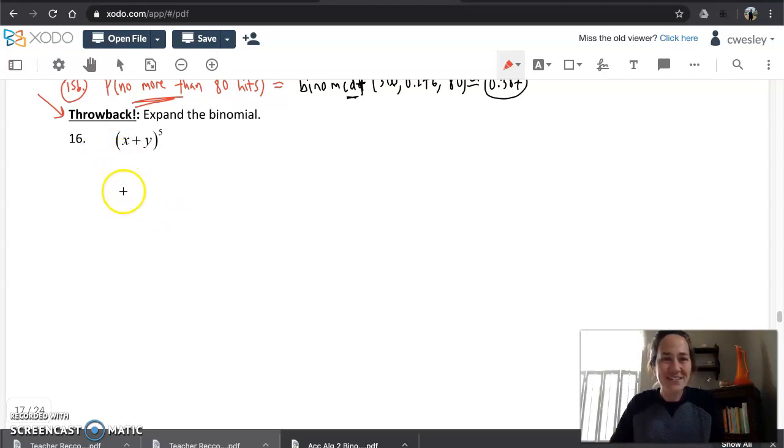Why would I put this on this page? Take a look at 16. It says expand the binomial. Let's decide as a group that we do not want to write out x plus y 5 times and FOIL it with itself that many times. I mean, maybe it would be fun, but I highly doubt it and it would take way too long.